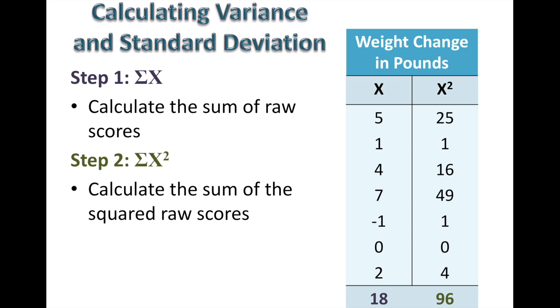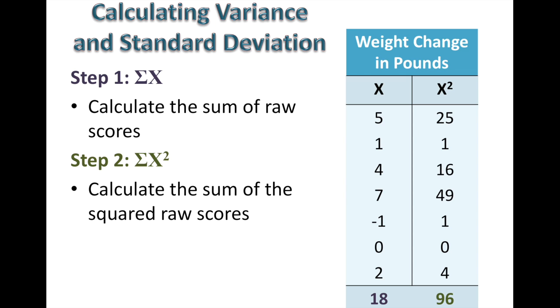So sum of x equals 18. Then, to find your sum of x squared, you're going to square each one of the x's first and then sum it up, right? So you're going to square 5, which is 25. Square 1 still stays 1. Squares 4 turns to 16, right? You're going to keep doing that all the way down.